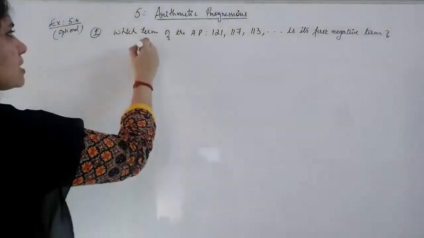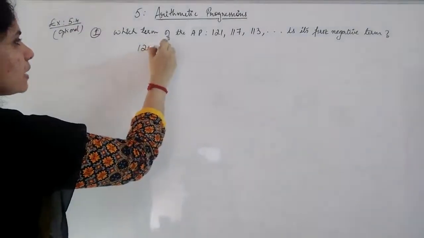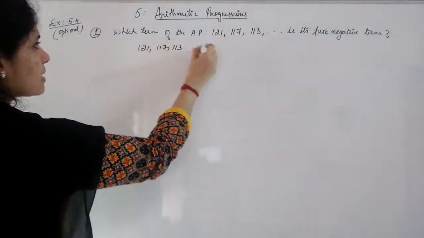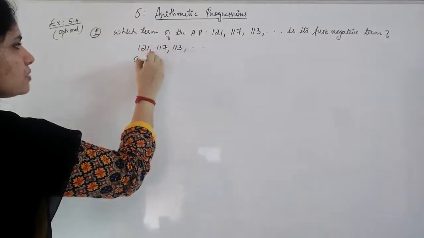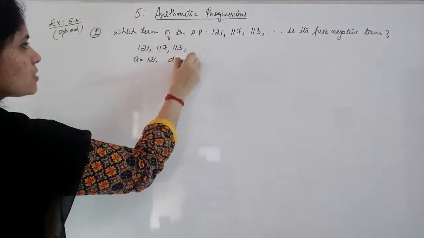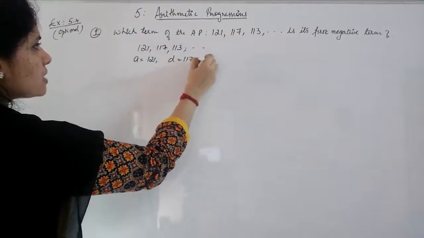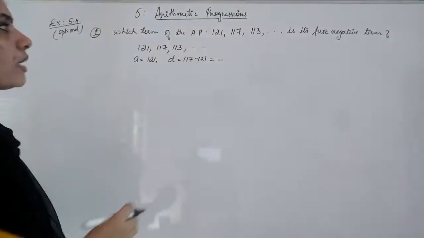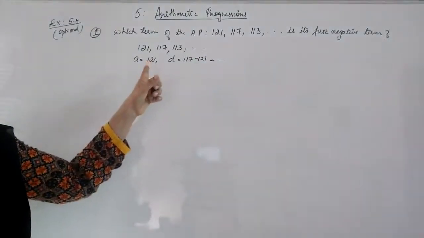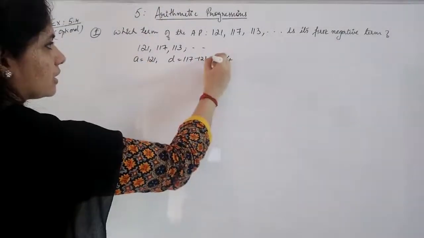Okay. So the given sequence is 121, 117, 113, etc. So from here you will get A is equal to 121, and D is equal to 117 minus 121, which is a negative thing. How much are you getting? Minus 4. So negative 4 is your D.